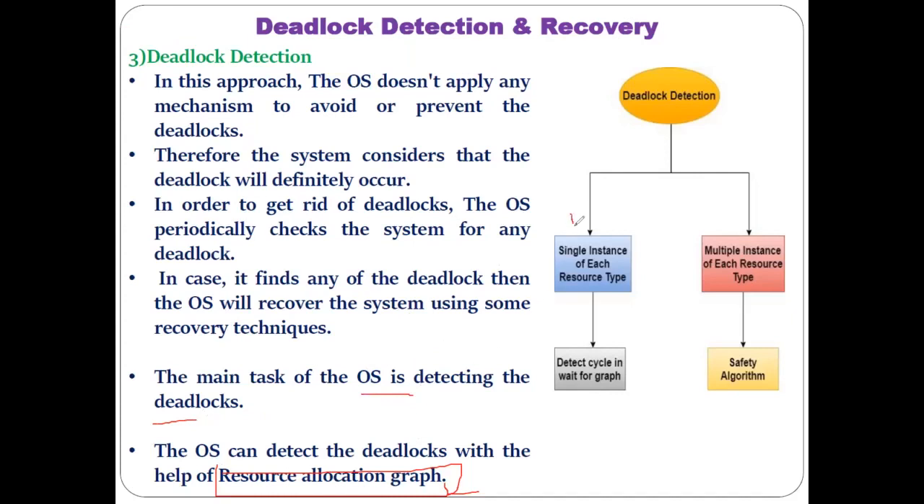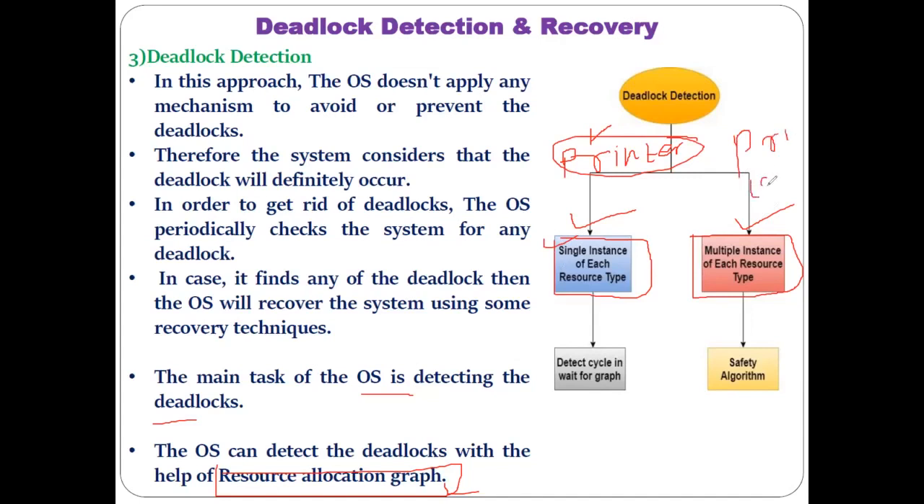deadlock. Generally, detection of the deadlock is done in two cases. Deadlock detection can be done when there are single instances of each resource type available, and in the second case, when there are multiple instances of each resource type available. Single instance of each resource type means, for example, a printer. If there is only one printer, that is the single instance of each resource type. And if there are 10 printers available, then it means multiple instances of each resource type.